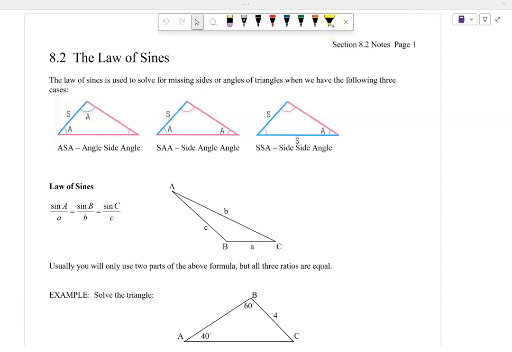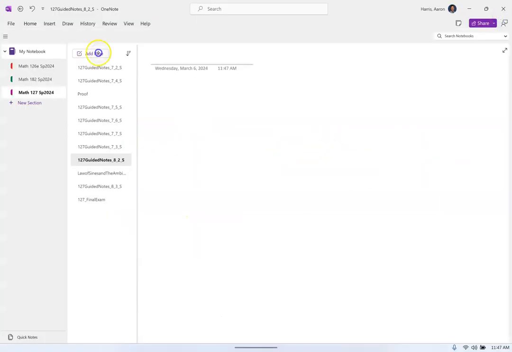We're gonna talk about the law of sines. So here's our law of sines, right? And this is for oblique triangles. And I do think it's important just to kind of note where this comes from. So here's your proof of the law of sines.